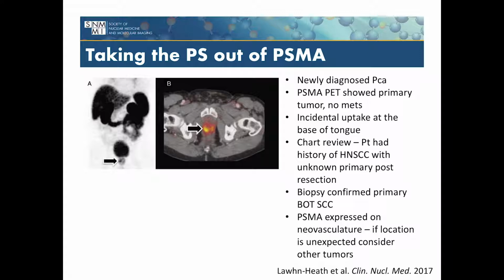I've got a couple other interesting cases taking the PS out of PSMA. Here's another patient, newly diagnosed prostate cancer. PSMA PET showed primary tumor, no metastases. I've got the arrows on it there. This patient had an incidental finding, which found some uptake at the base of the tongue. We looked in the patient's chart. It turns out this patient had a history of head and neck squamous cell cancer with unknown primary post-resection. So we recommended an ENT consultation. They took a look and they confirmed a biopsy-proven base of tongue squamous cell cancer.